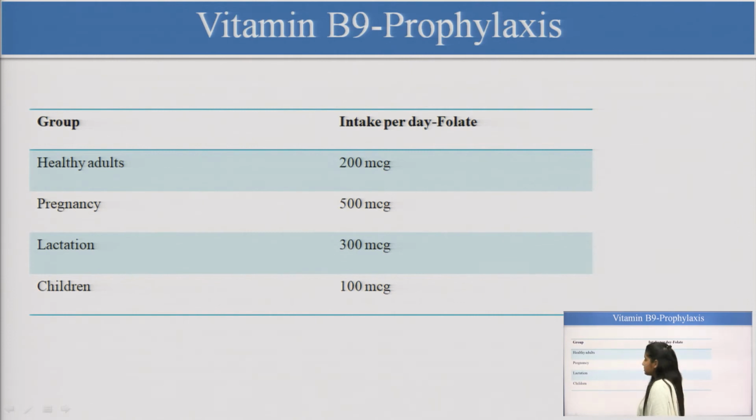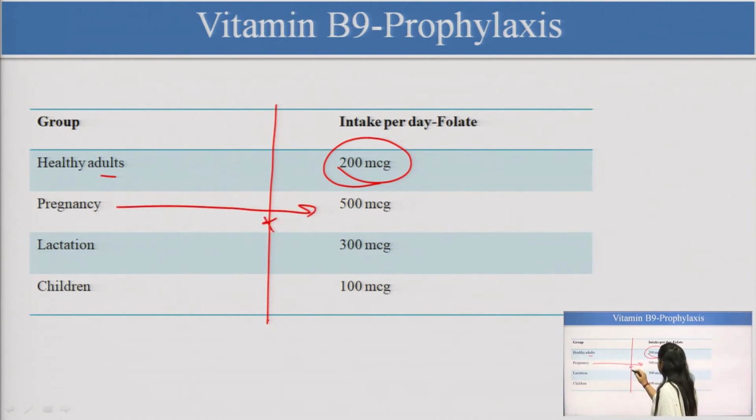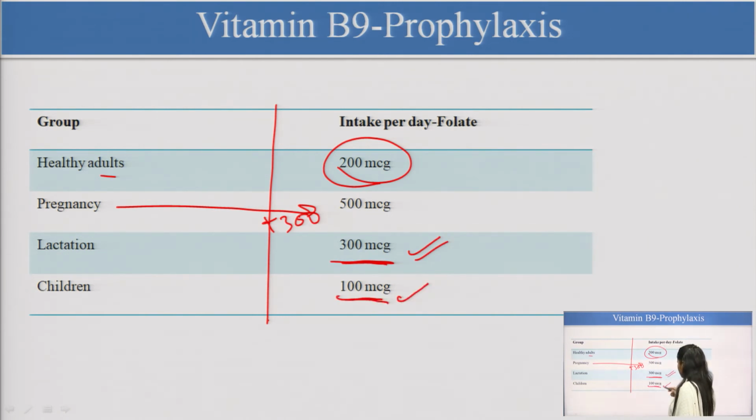Now, we will see the daily intake of folic acid, the intake per day. For healthy adults, the daily intake should be 200 micrograms. For pregnancy, you can see it is plus 300 over healthy adults. Then for lactation, we require 300 micrograms. In children it is less, of course, due to the age or the size, so 100 micrograms.